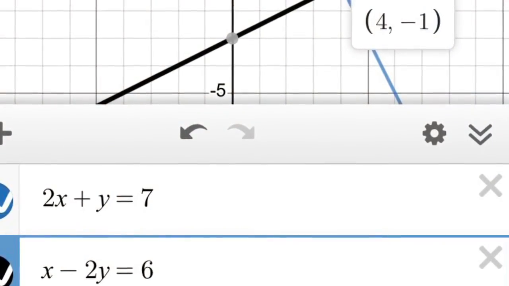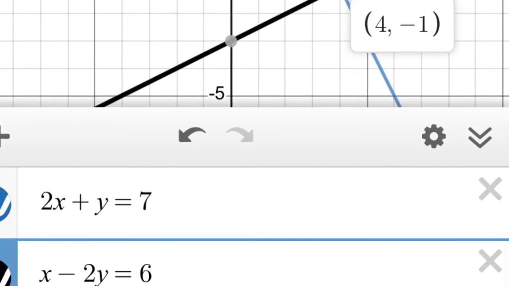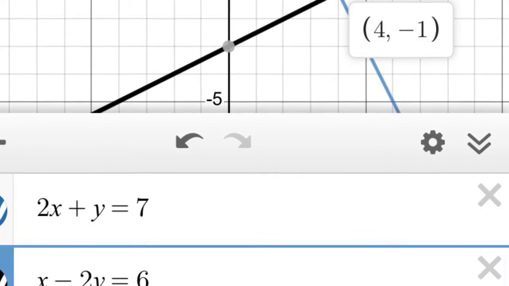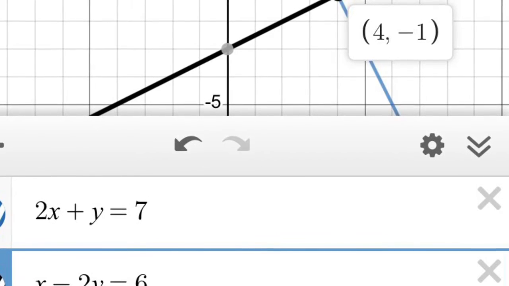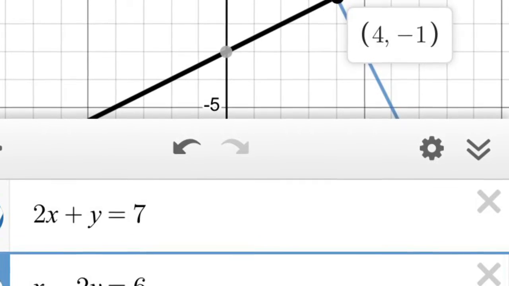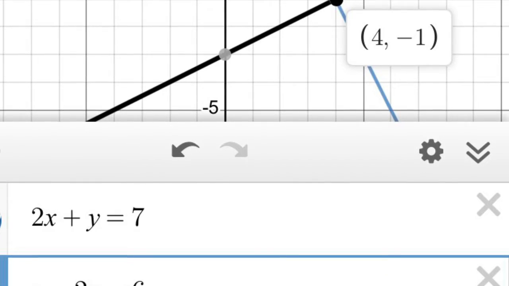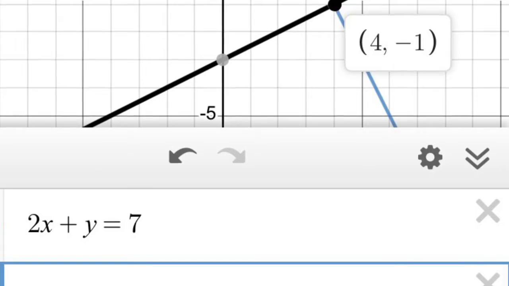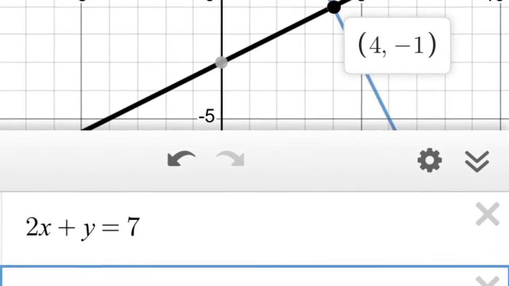And I'm really happy because when we look at Desmos, we see that the intersection point should be 4, negative 1. That means the y should be negative 1. So we can tell that our first bit of algebra that we did using substitution is perfect. Now, all we need to do is figure out how to get x is equal to 4.